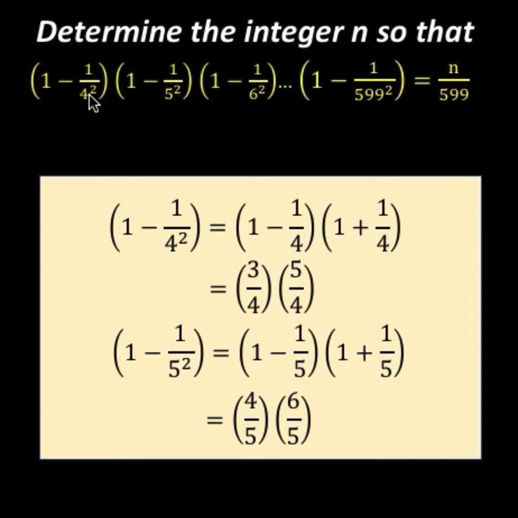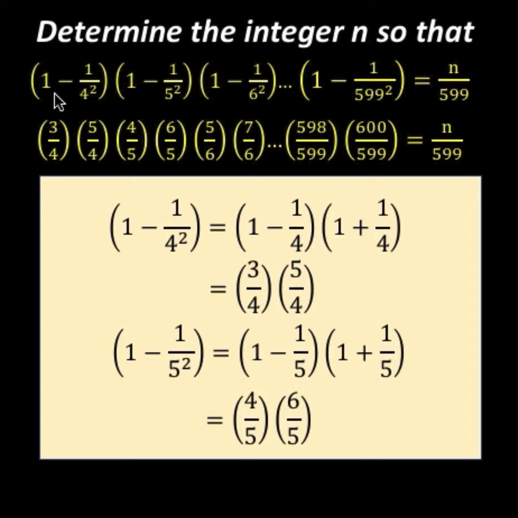Therefore, this given problem now can be written this way. This first factor, the quantity 1 minus 1 over 4 squared, is now equal to 3/4 times 5/4, which is this result. The second factor is equal to 4 over 5 times 6 over 5. The third factor is equal to 5 over 6 times 7 over 6, until the last factor, which can be simplified as 598 over 599 times 600 over 599, following this pattern. All of those are equal to the right term, n over 599.